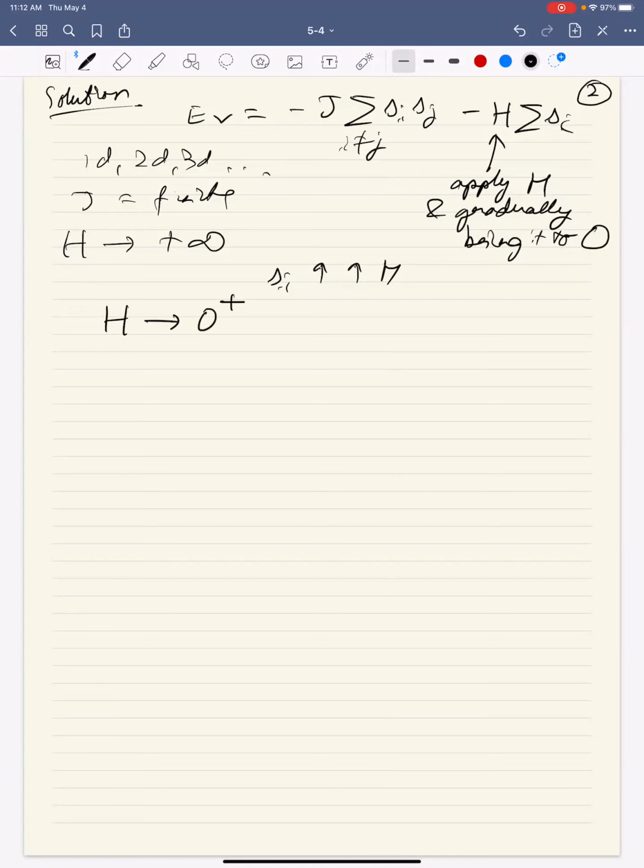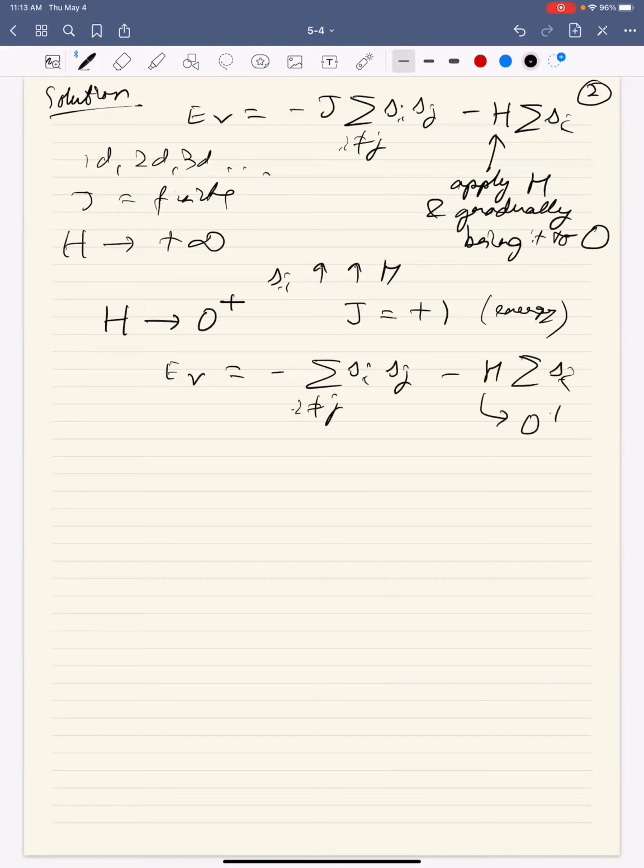So this is the experiment we want to describe. What's going to happen in this case? It depends on J, of course. So let's say our J is equal to +1, okay? For simplicity. So we are thinking about the case when J is equal to +1. So we are thinking about E nu equal to minus Si Sj, I not equal to J, and actually it should be in units of energy, so I'm being sloppy with units. And we have an external magnetic field that we gradually bring down to 0 plus.